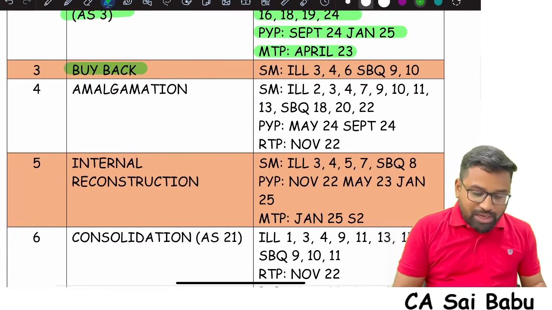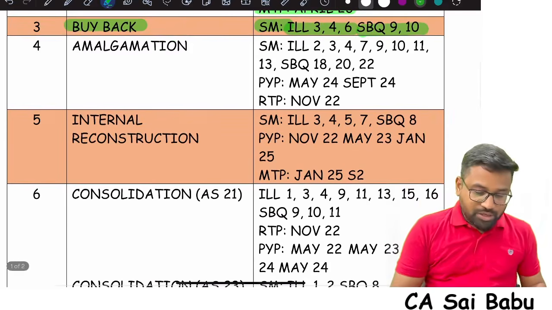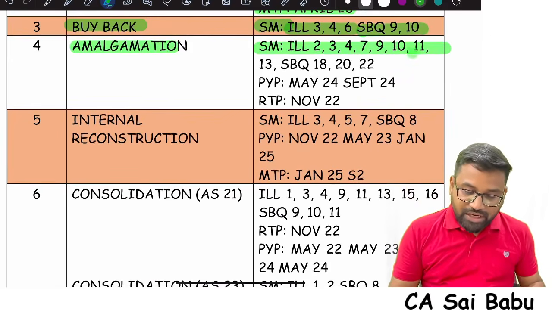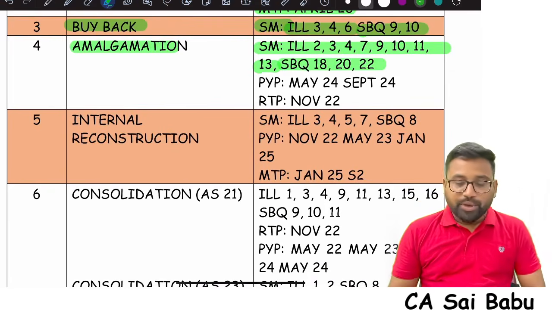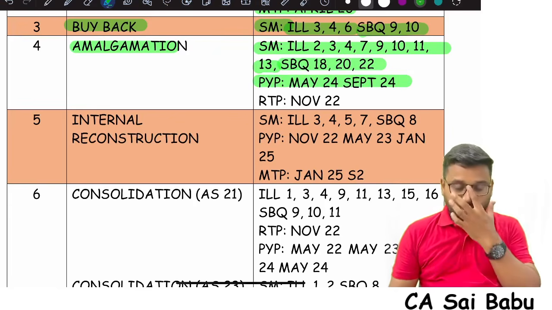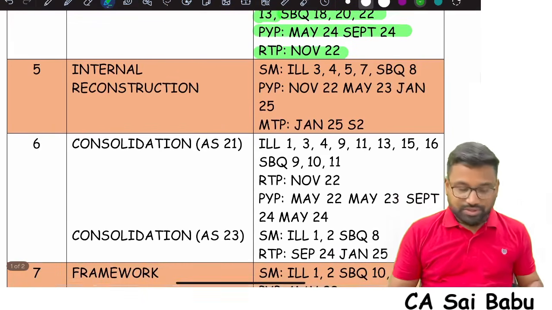Now coming to buyback, study material, illustration 346, scenario based question 9, 10. Amalgamation, study material, illustration 2, 3, 4, 7, 9, 10, 11, 13. Scenario based question 18, 20, 22. Previous year paper May 24, September 24. RTP November 2020. Like this, the list goes on, sir.